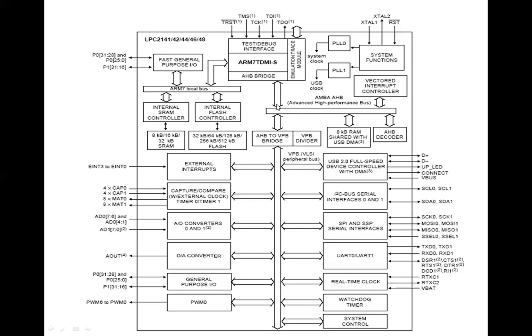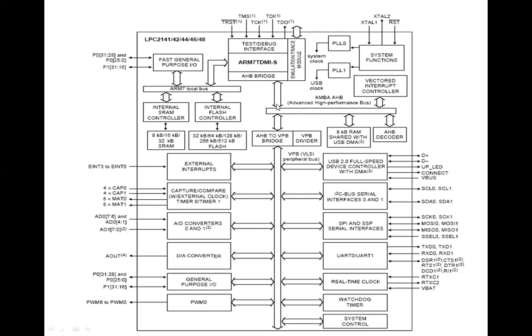Below the ARM7 TDMI-S you can see the AHB bridge. It is linked with the various peripherals that we already saw in the last few slides as the advanced microcontroller bus architecture. Shortly we say it is the AMBA architecture. So that AMBA architecture is shown below that AHB bridge, right? So there is an advanced high performance bus, that is AHB.